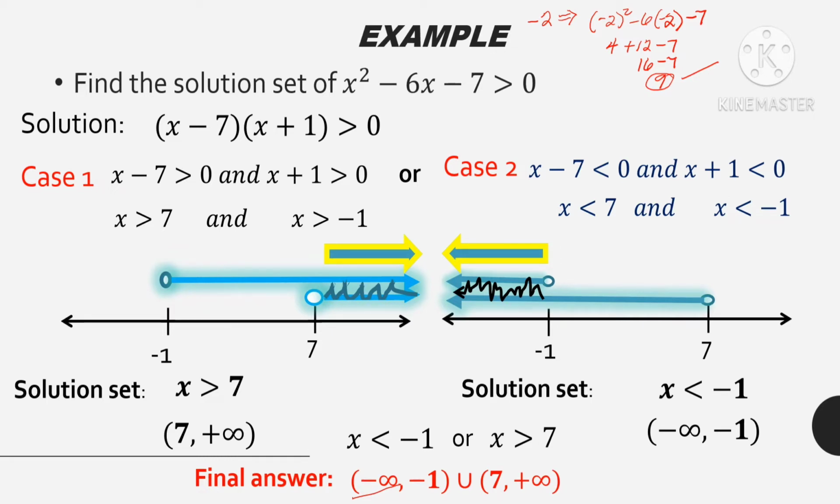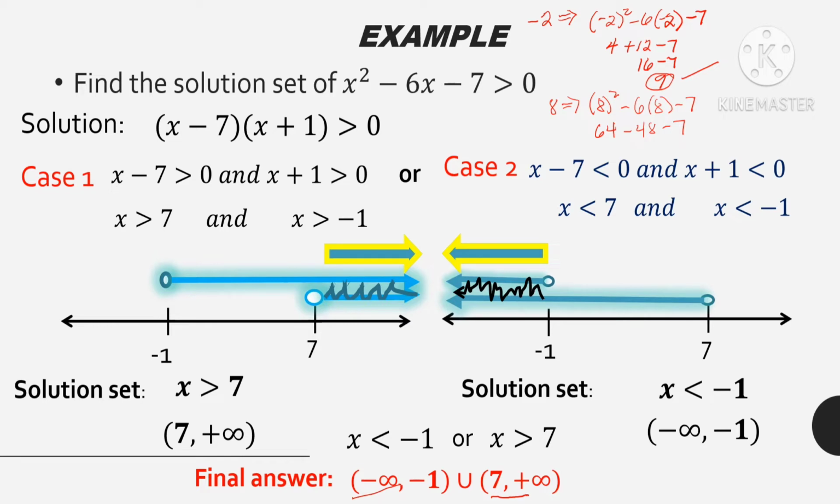How about 7 to positive infinity? Let's say 8. If we use 8, we have 8 squared minus 6 times 8 minus 7. The result should be positive so that we can justify that numbers greater than 7 are also in the solution set. The square of 8 is 64. Then negative 6 times 8 is negative 48, minus 7.